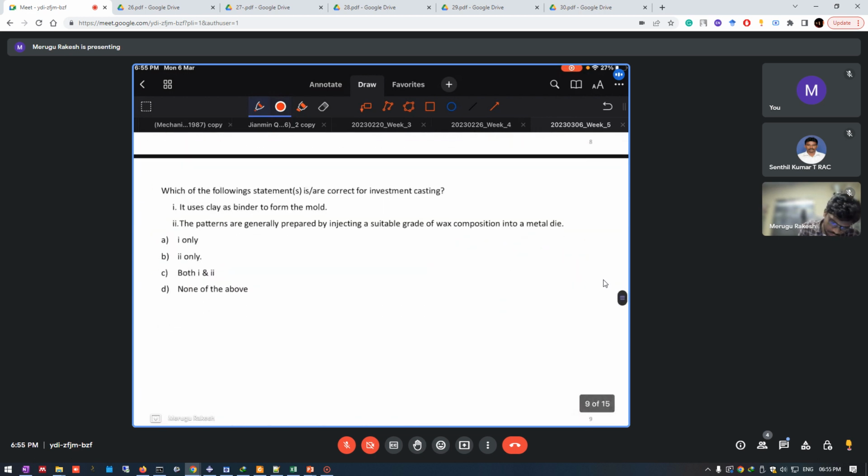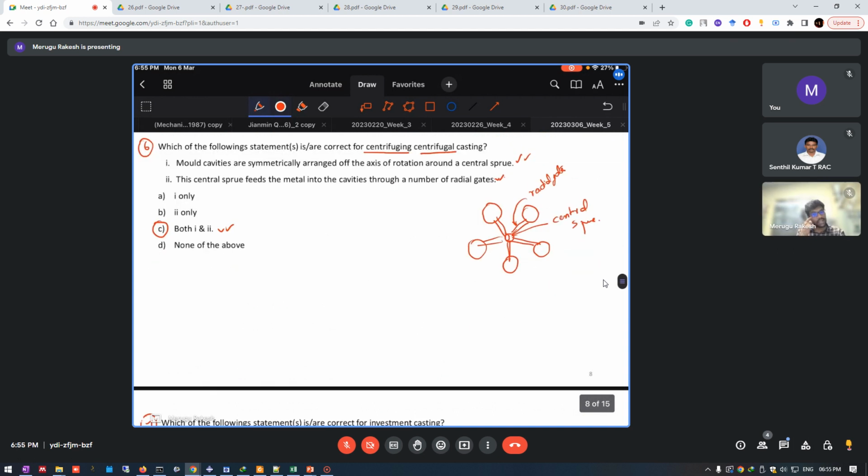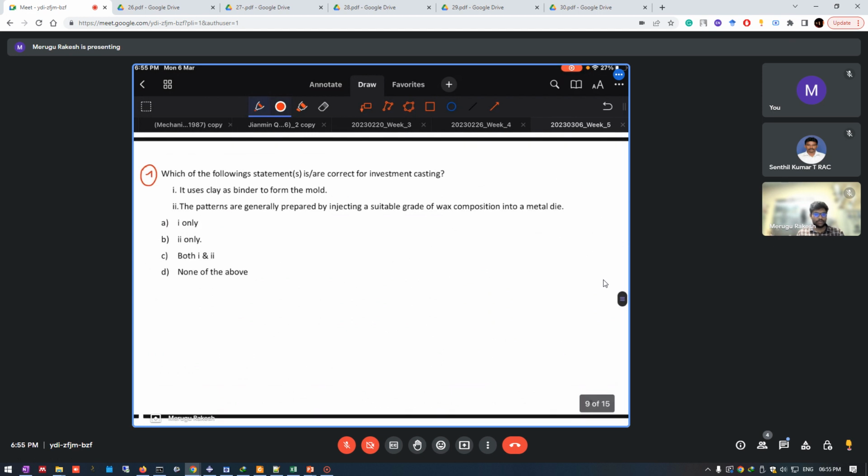Okay. This is regarding centrifuge casting. We have different types in centrifugal: one is true centrifugal, semi-centrifugal, then this is the centrifuging casting. Okay. This question is regarding investment casting.